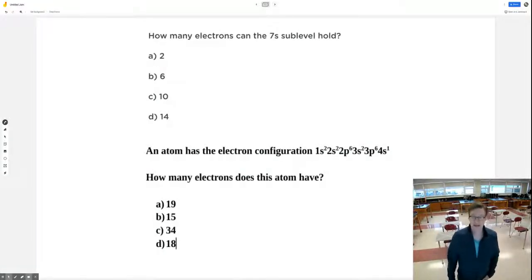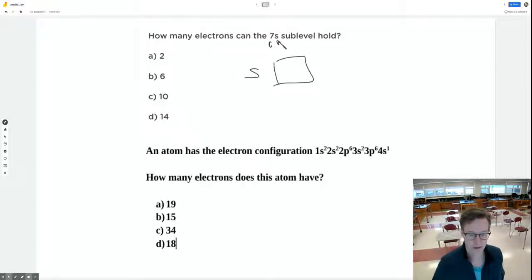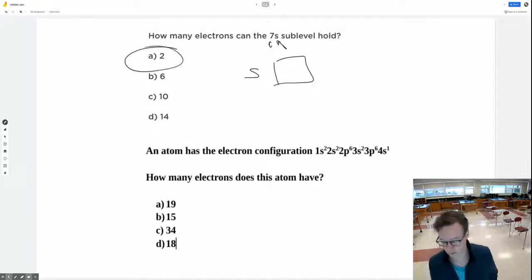So having said that, how many electrons can the 7s sublevel hold? Again, the 7 is irrelevant in terms of how many electrons it can hold. S sublevels, we said on the last slide, every single time you see the letter s in a configuration, that means it has one orbital. One orbital can hold 2 electrons.